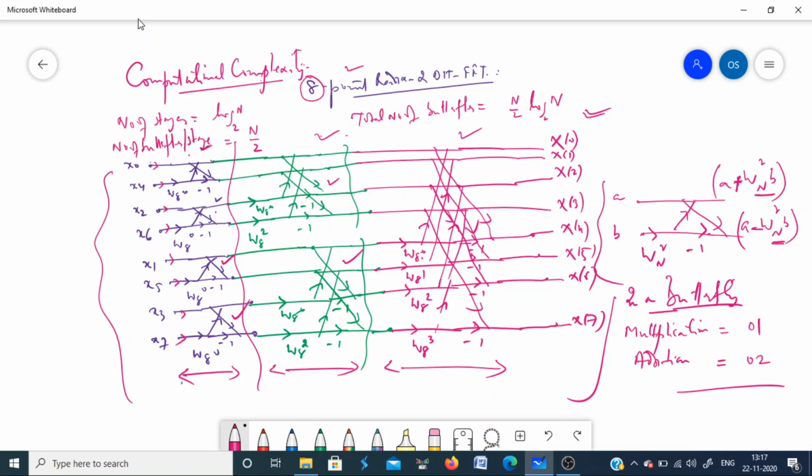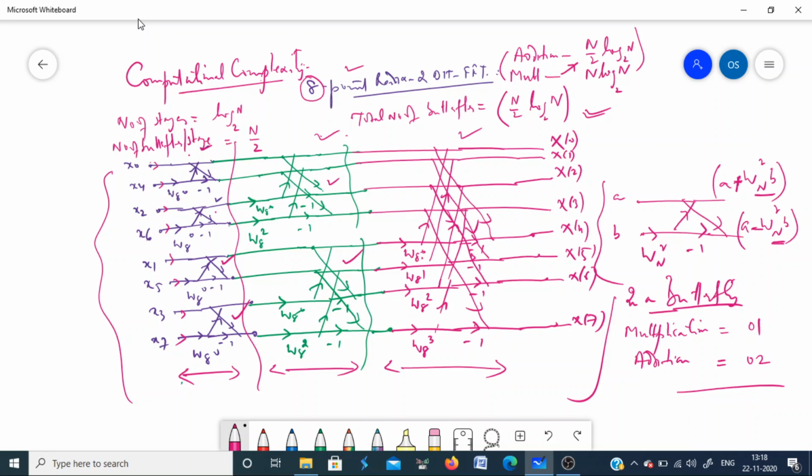Now in one butterfly you need one multiplication and 2 additions. So the total number of multiplications in the radix-2 FFT algorithm is N by 2 log N, because it is multiplied with 1. And the total number of additions: the total number of butterflies is N by 2 log N. In one butterfly you need 2 additions, so multiplied with 2, this 2 will get cancelled, you will get N log N.